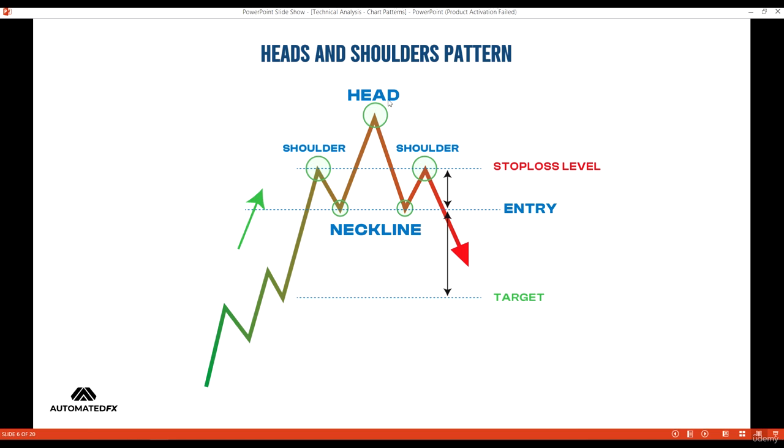We call this the heads and shoulders because it has one head and two shoulders. That's just the idea behind the head and shoulders. Now, when it breaks this level, we look to enter here and make a profit that is approximately the size of this level. We are going to target the last low, this low here, and our stop loss will be around here. So that's how to trade the heads and shoulders pattern.